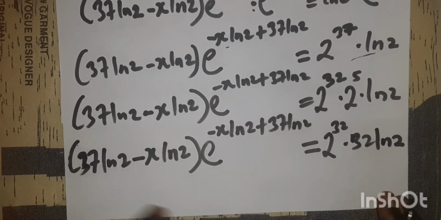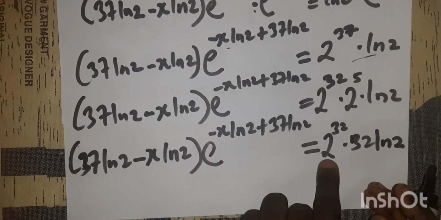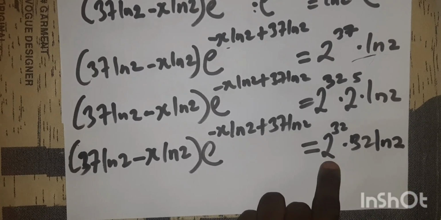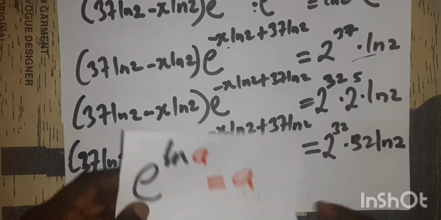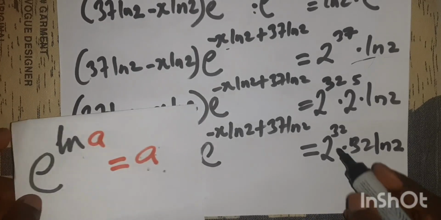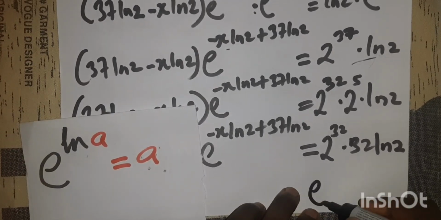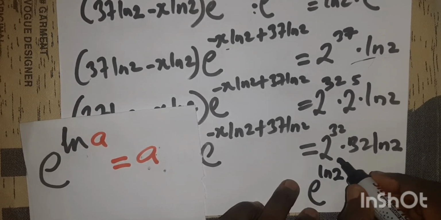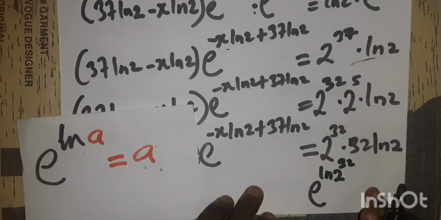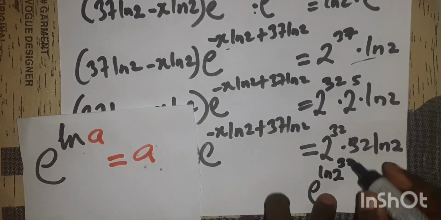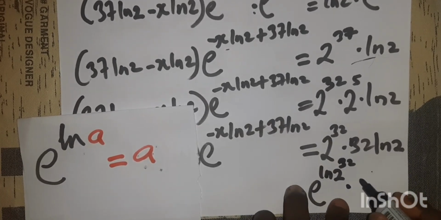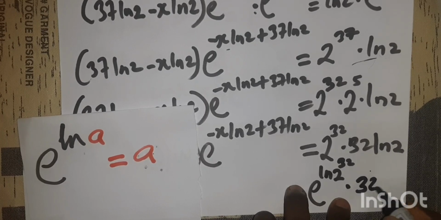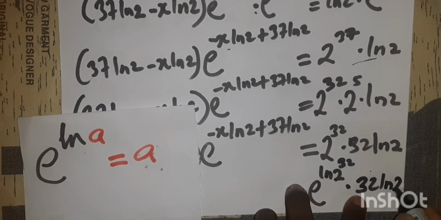We can now have it this way. I can rewrite 2 raised to power 32 in terms of e. Again, don't forget in terms of e here. So this now becomes e raised to power ln of 2 raised to power 32. Yes. So this now becomes this. Then I still have my times 32 ln of 2 there waiting for me.